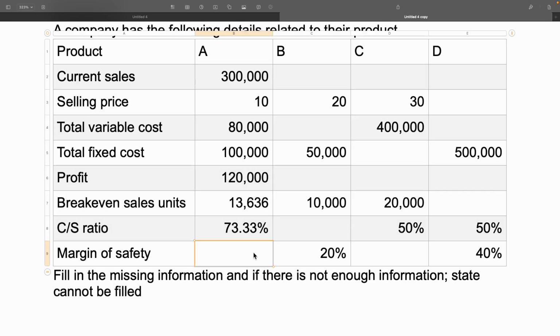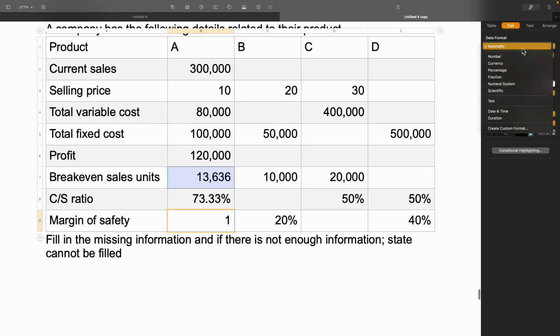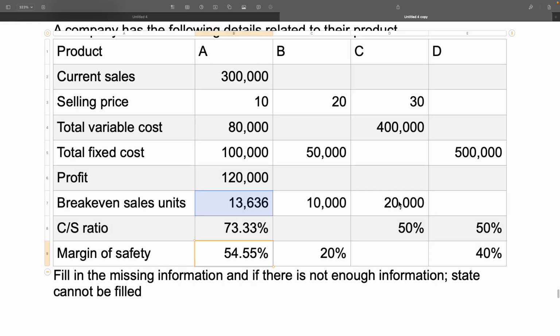Okay, current sales margin of safety is going to be 30,000 minus this number here, divide by 30,000. Right, you should have got these numbers. Double check you got these numbers or not, guys. Just confirm. Better clarify. All okay?